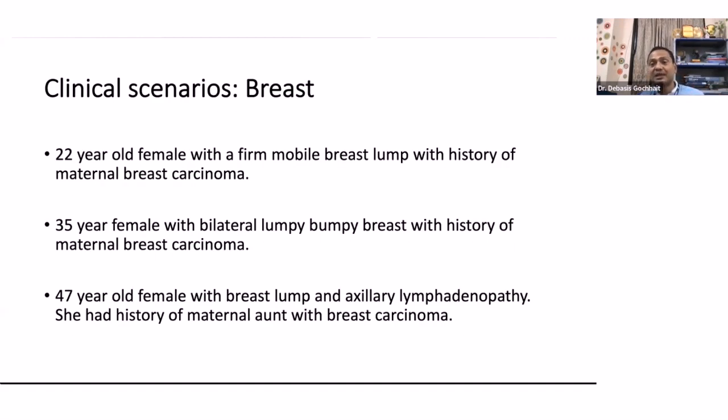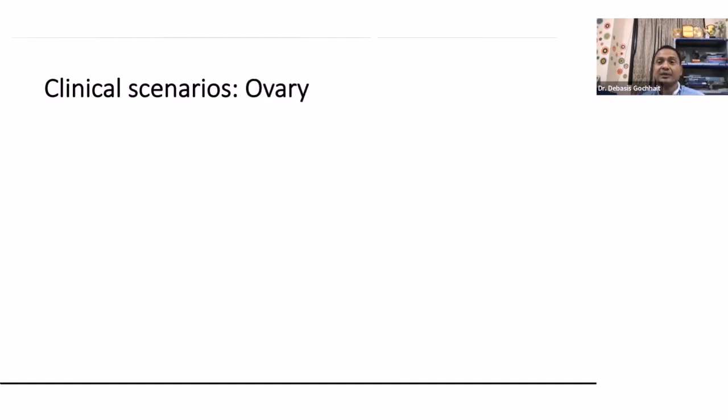Now, the same scenarios can be given with various types of questions. In a breast carcinoma case, the prognosis may be asked, the staging may be asked, the good factors and bad factors may be asked, something relating to that. Okay, so you have to know all about it. Now we will take up some questions from the ovary.